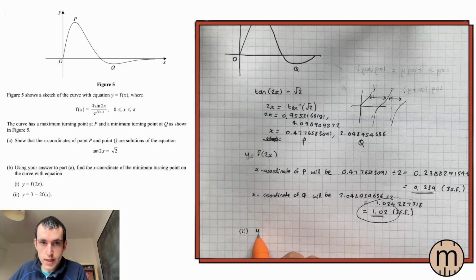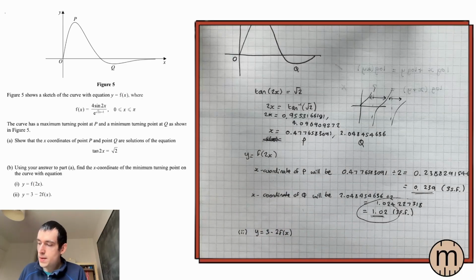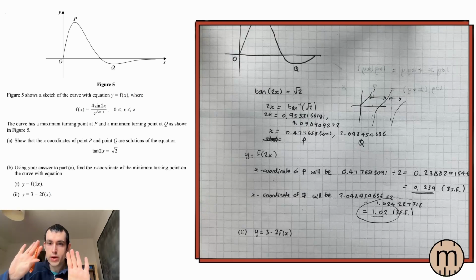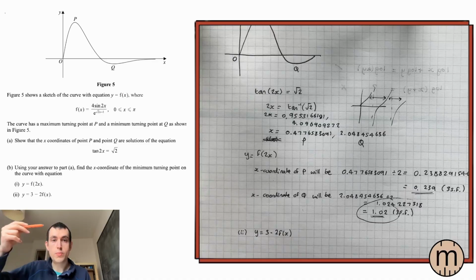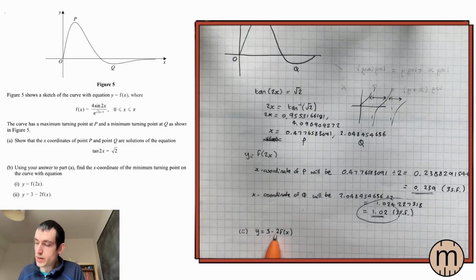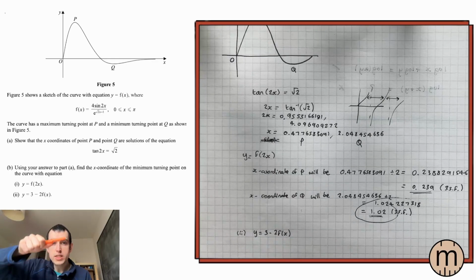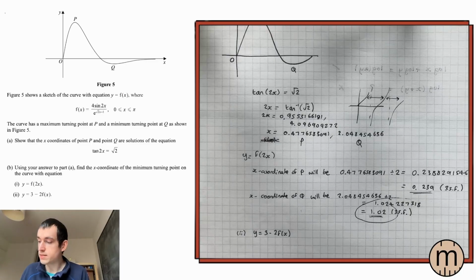We're doing y is equal to 3 minus 2f of x. Minus f of x means we flip it. We reflect it in the x-axis. That's because anything that's positive in terms of y, we're going to make negative. So points above the x-axis are going to go below, and points below the x-axis are going to go above. The 2 here means that we are stretching it in the y direction. That's not going to affect the x-coordinate, so who cares?